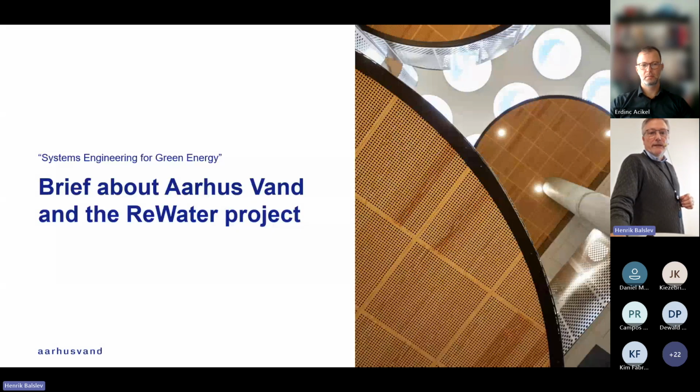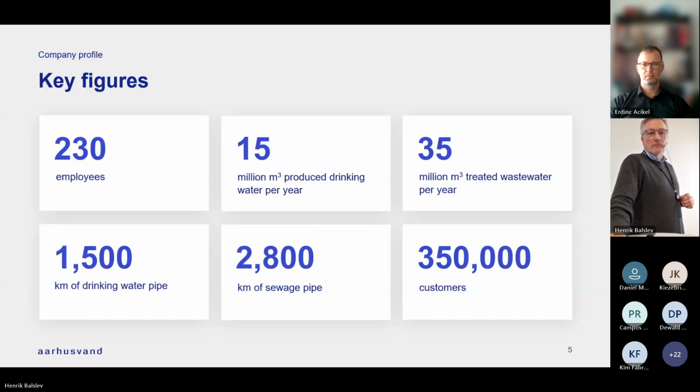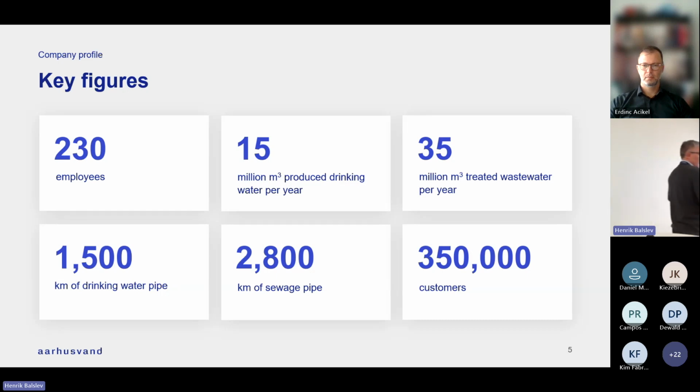First, briefly about Aarhus Vand. We are a limited company, but we are 100% owned by the municipality here in Aarhus. We are 230 employees, and we serve 350,000 people here in Aarhus at the moment. And that's also the capacity of our existing wastewater treatment plants. And that's something to think about when we are now building this new plant for up to 600,000.